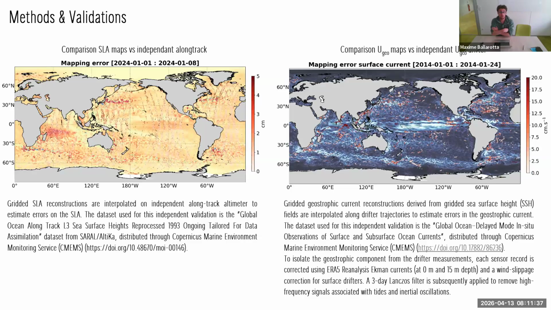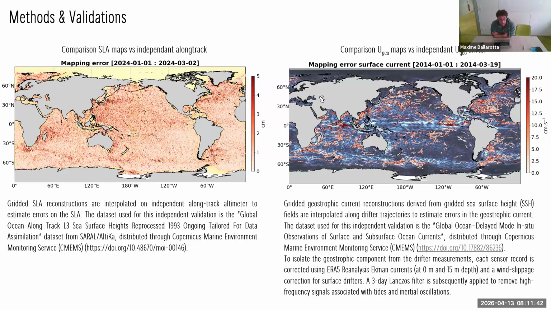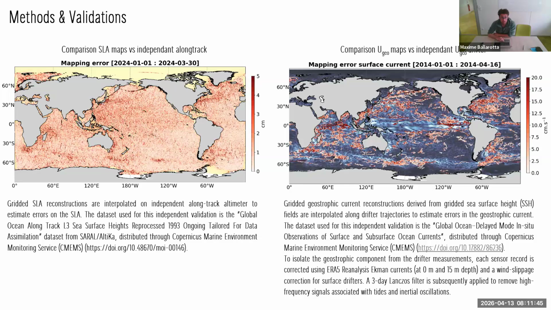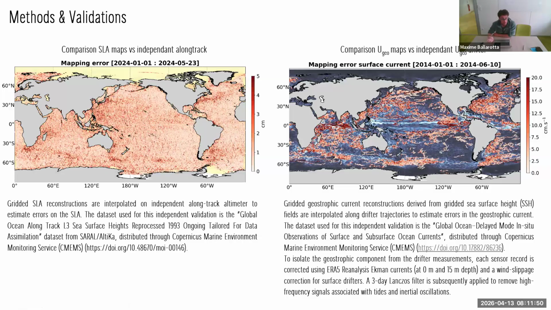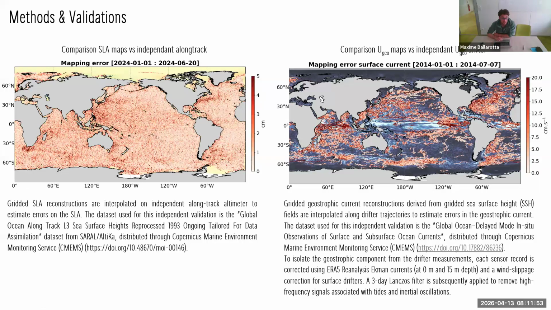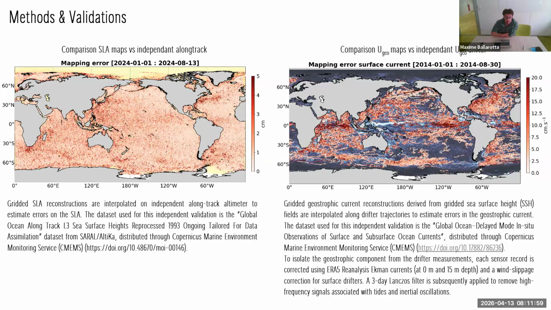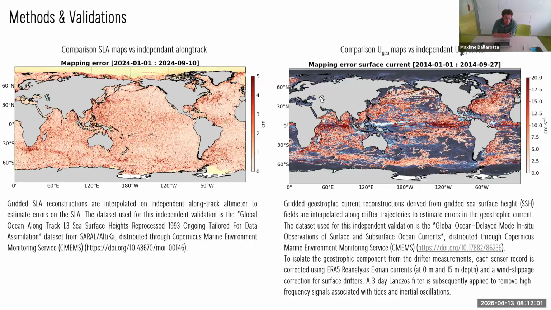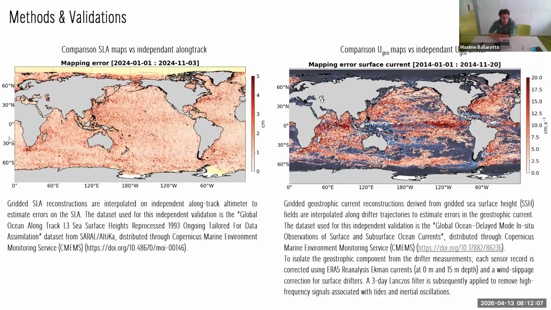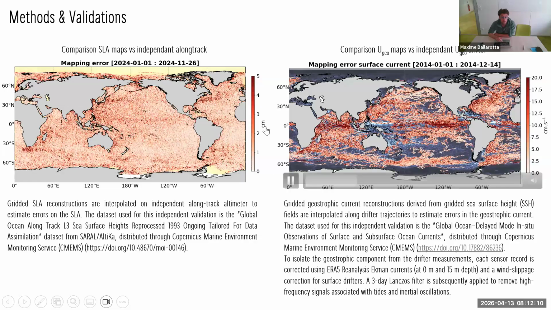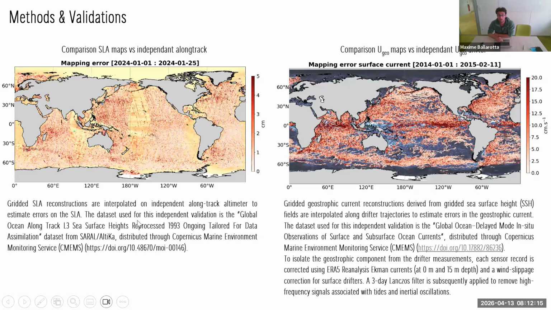In terms of validation, the two classical validations that we perform internally: first, we produce a specific map, as illustrated on the left. We exclude one along-track nadir dataset, produce a specific level 4 product, and then validate it against this independent dataset to quantify the mapping error, illustrated here in the animation. The errors are in centimeters, and the independent along-track dataset is SARAL/AltiKa.